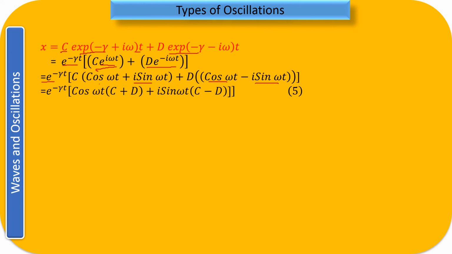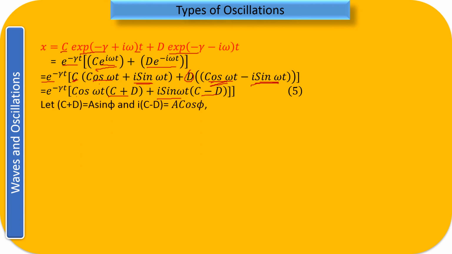So now what I have done over here is I have taken cos omega t common. Here you have the C, and here also you have cos omega t. The coefficient here is D. So if I take cos omega t common, what you have is C plus D. And then here you have I sin omega t, and here also you have I sin omega t. If I take I sin omega t common, then I am getting C minus D. Alright, let us say this is your equation number 5.